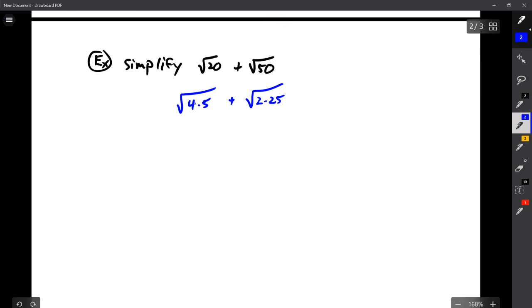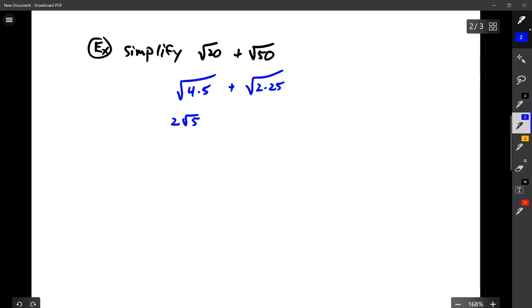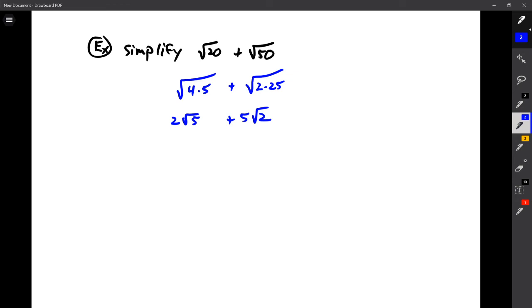Well, I know the square root of 4 is 2, so I can say the same thing as 2 square root of 5. And here the square root of 25 is 5, so this leaves me with 5 plus that 2 left inside. So you have 2 root 5 plus 5 root 2. And that's as far as we can go, because root 5s and root 2s don't play together.